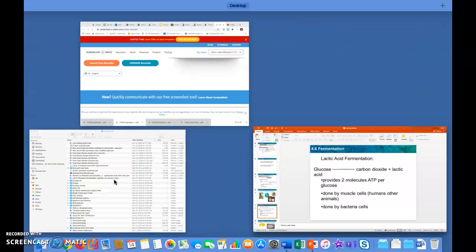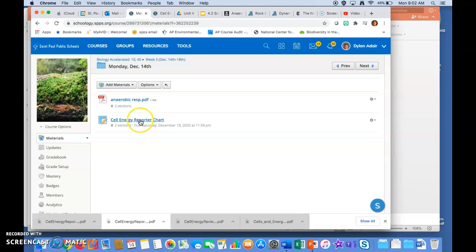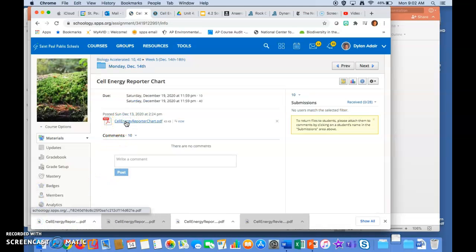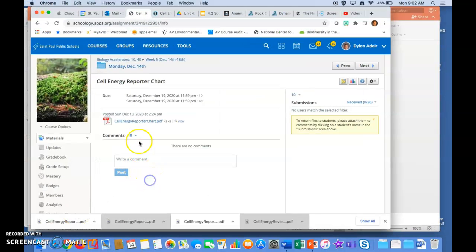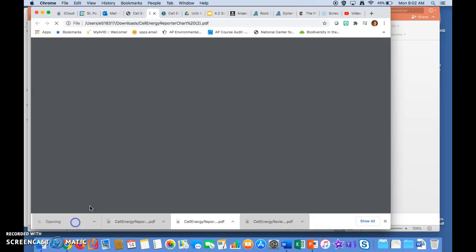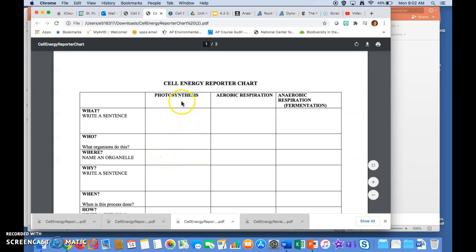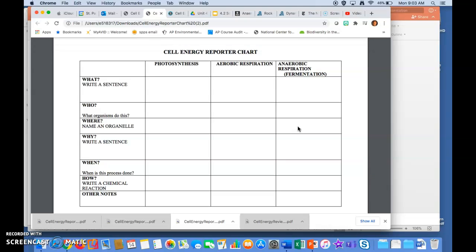Your assignment for the week, let me go to that real quick, is to fill out the cell energy reporter chart and submit it. And here's the cell energy reporter chart. One moment as it loads. Here we go. So on the top it has photosynthesis, aerobic respiration, and anaerobic respiration. I want you to compare all of these three things.